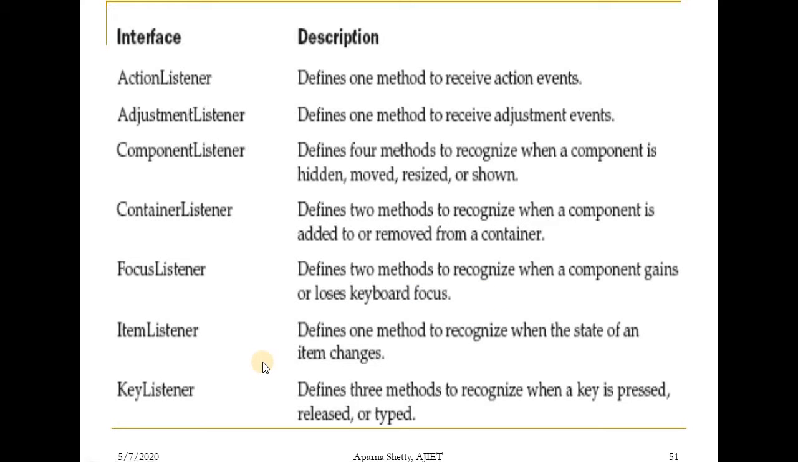Item listener defines one method to recognize when the state of the item changes. Key listener defines three methods to recognize when a key is pressed, released or typed. So you have three methods when this event occurs: either key is pressed, released or typed.